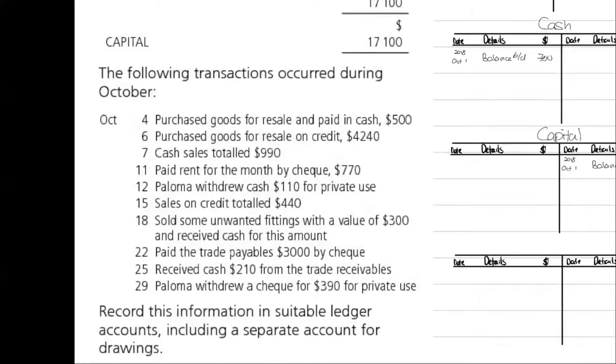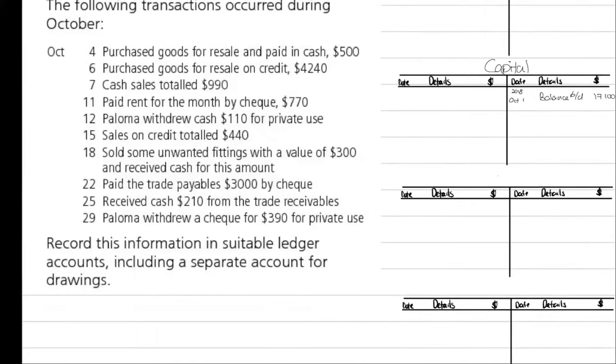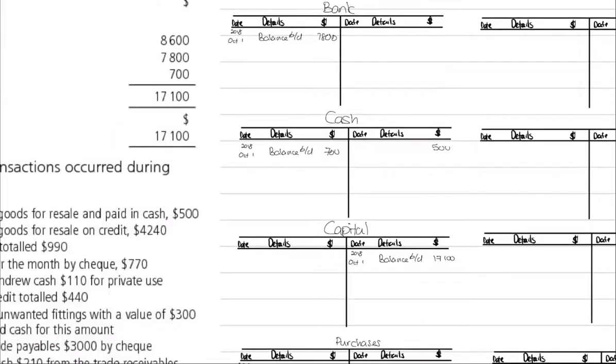First one, done. Purchase goods for resale and paid in cash, so it goes under the purchases account. So we need to open a purchases account on the 4th of October 2018. Always debit your purchases account and then we paid in cash. So write cash here, 500. Cash here, 500. Purchases.